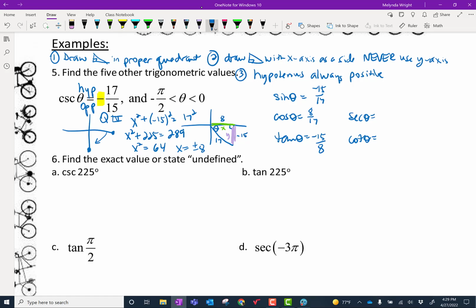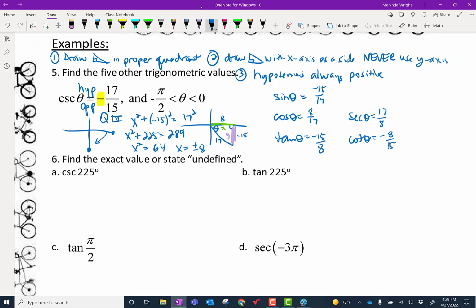Now, secant is the reciprocal of cosine. So secant is going to take cosine's ratio and flip it upside down. So secant is going to be 17 over 8. And cotangent is going to take tangent's ratio and flip it upside down. So cotangent is going to be negative 8 over 15. And there are our 5 trig values.